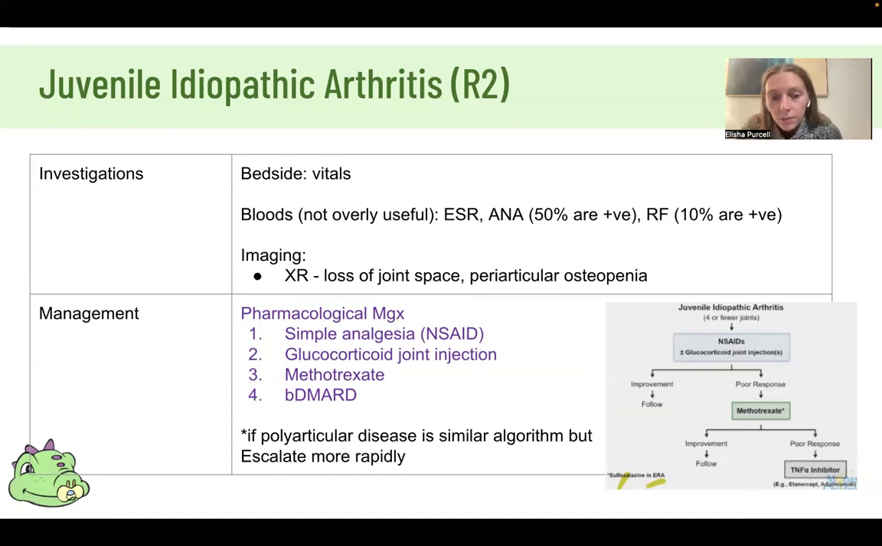So with pharmacological management, you start off with simple analgesia, NSAID, glucocorticoid joint injection. Then you step up to methotrexate. If the patient is still not responding to methotrexate, then you can introduce biological DMARD.